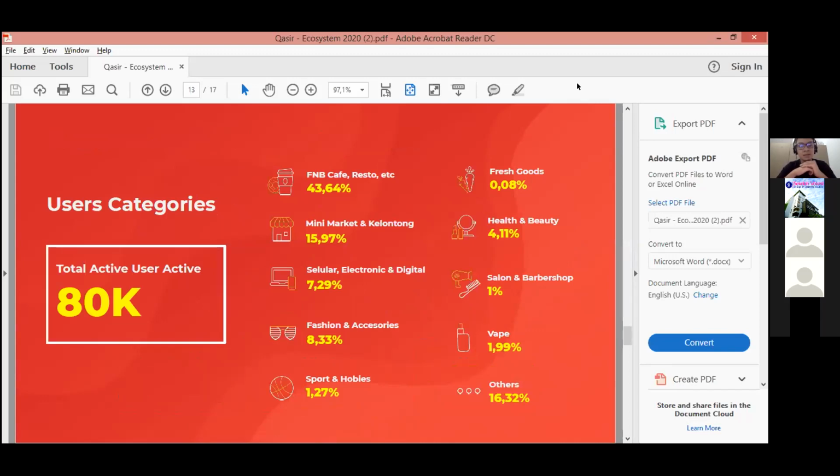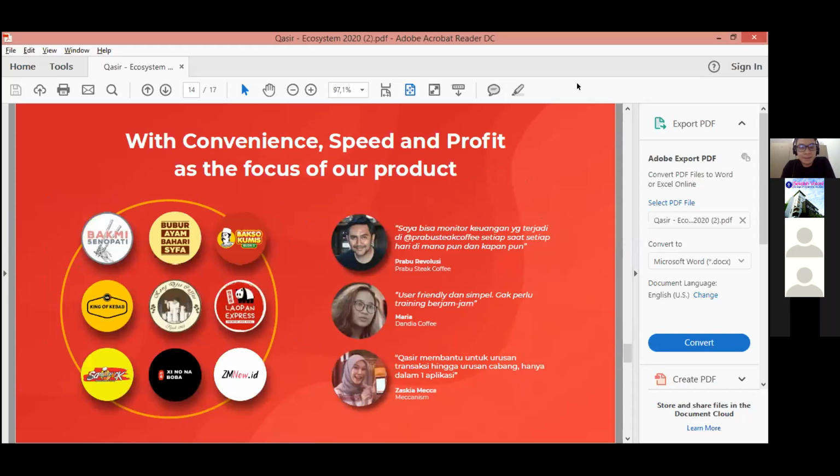Most of them are F&B and restaurants, but there are also other general businesses using our platform. Okay, next. Yes, this is our user base. Most of them, as I said, are F&B users.